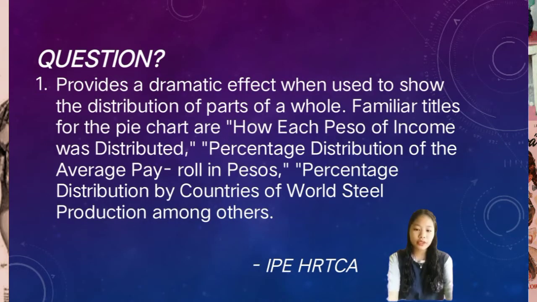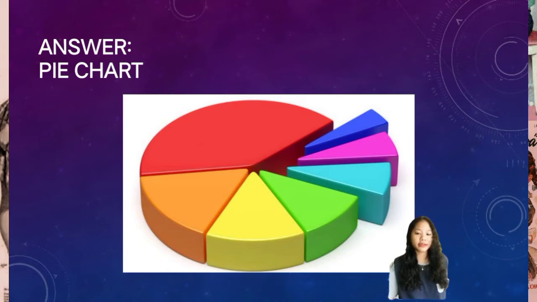The first question provides a dramatic effect when used to show the distribution of parts of a whole. Familiar titles for the pie chart are how each peso of income was distributed, percentage distribution of the average payroll in pesos, percentage distribution by countries of world steel production, among others. Thank you for answering the first question. The answer is pie chart.